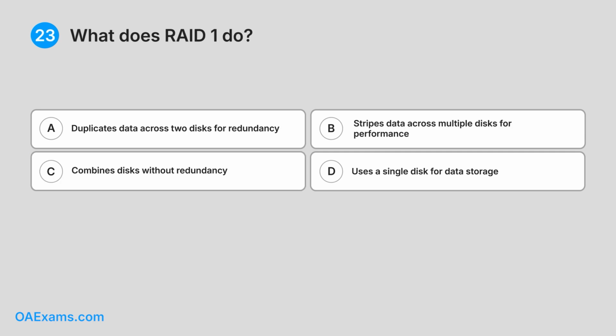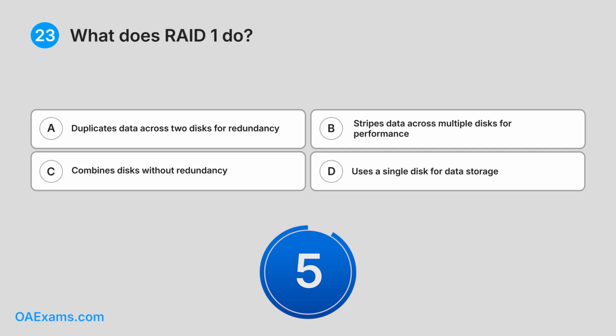23. What does RAID 1 do? A. Duplicates data across 2 disks for redundancy. B. Stripes data across multiple disks for performance. C. Combines disks without redundancy. D. Uses a single disk for data storage. Do you know the answer?